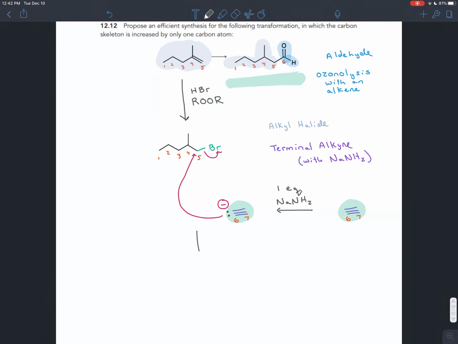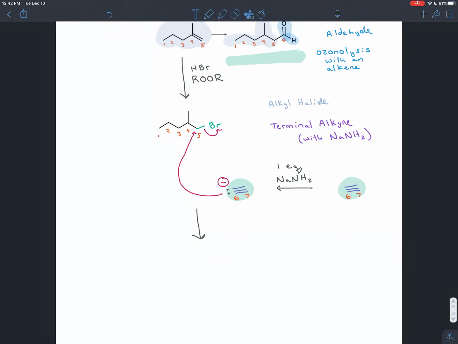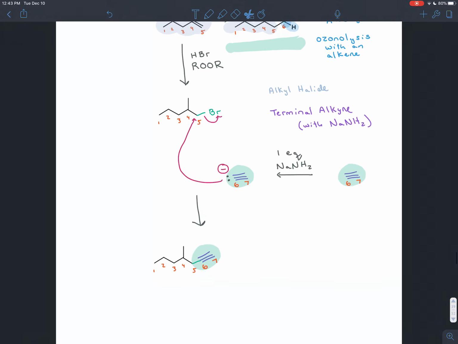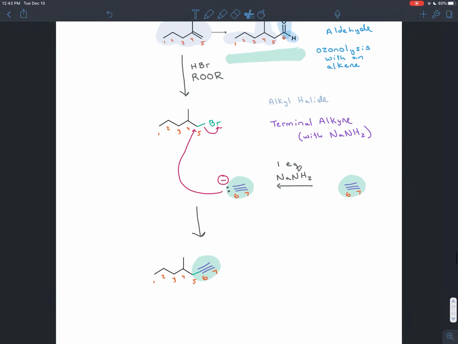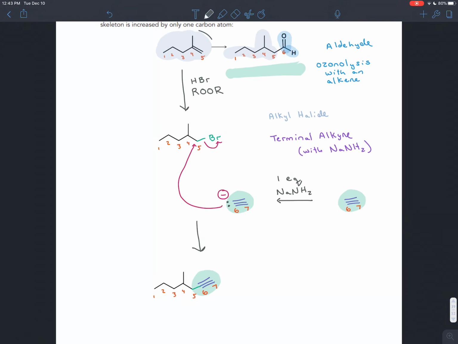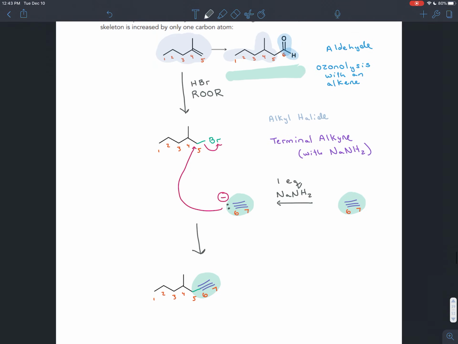And what we have at this point is the same sort of molecule, but the nucleophile will replace the leaving group. So the bromine will be replaced by this triple bond. So now we have that carbon. Now we've come a long way. We've added a carbon, sure, but unfortunately we added too many. Now we have 7 carbons, and here we only have 6. And so we need to reduce the number of carbons.